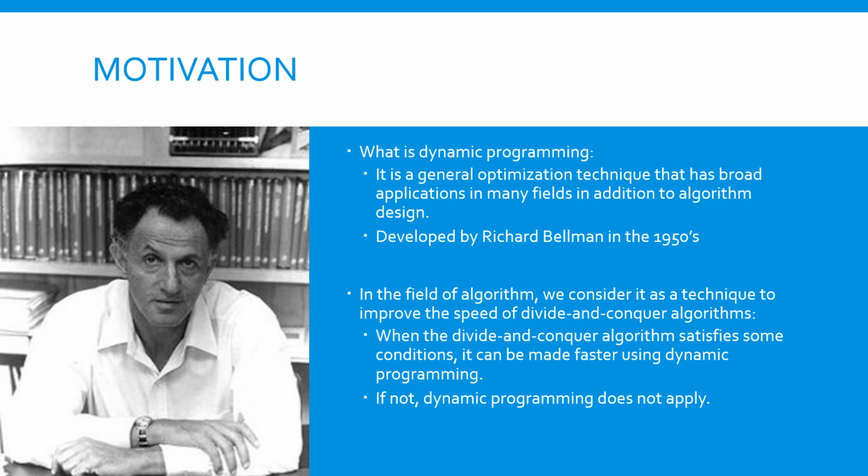Essentially, for a problem that can be solved using recursion, if it satisfies certain conditions, we can use dynamic programming to make it run more efficiently than naive recursion. However, if the problem does not meet these conditions, it cannot be optimized using dynamic programming. We will specify the conditions later in this video. For the remainder of this video, we will refer to dynamic programming as DP for short.